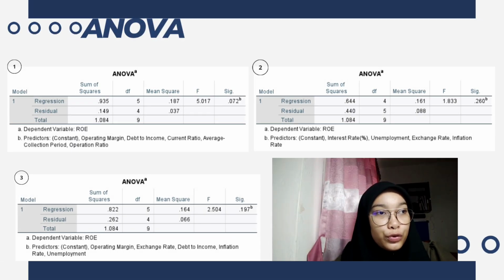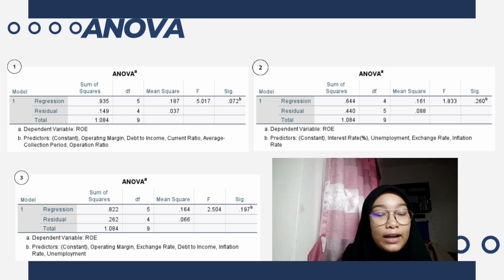Next, we move to the ANOVA slide. This ANOVA analyzed three models, which are internal, external, and both combined data. For the internal factor model, the significance value is 0.027, which is below 0.05. This indicates that internal factors have a statistically significant effect on return on equity.